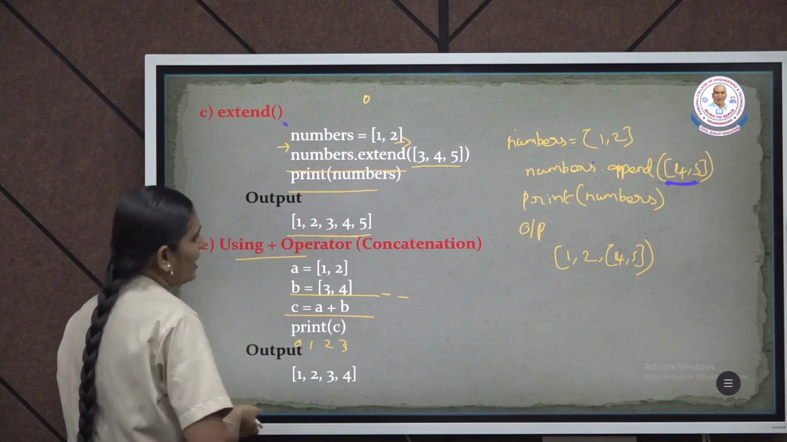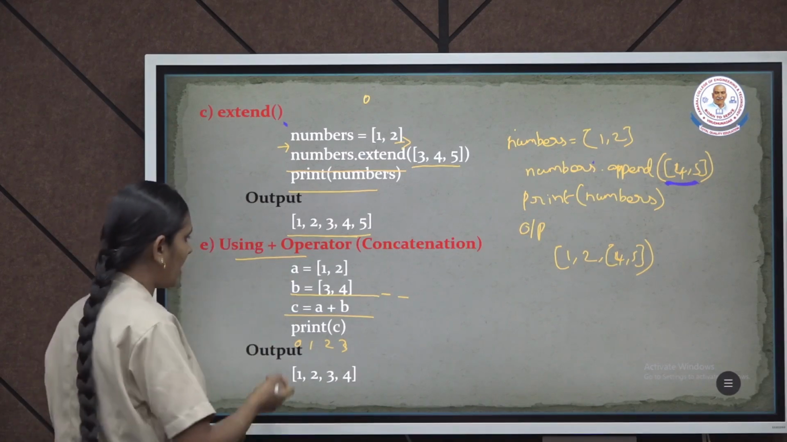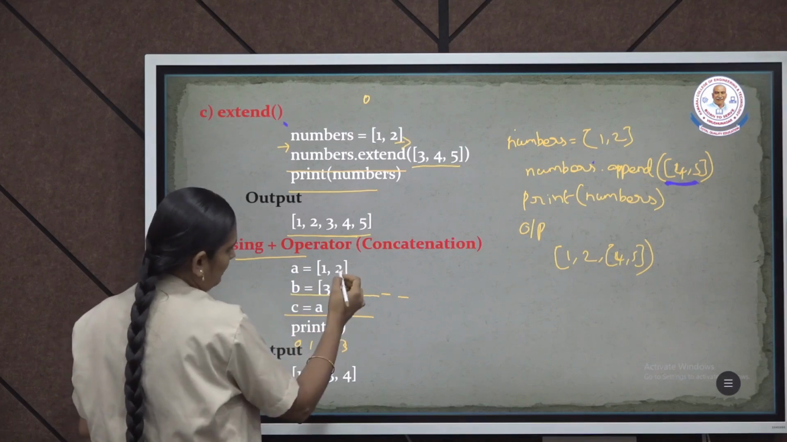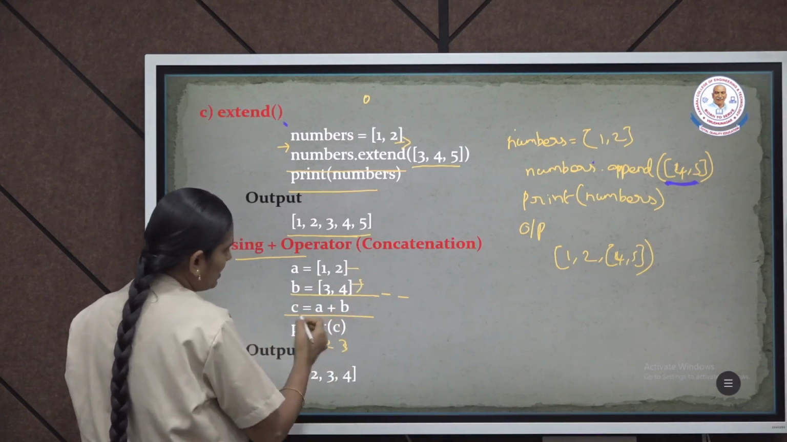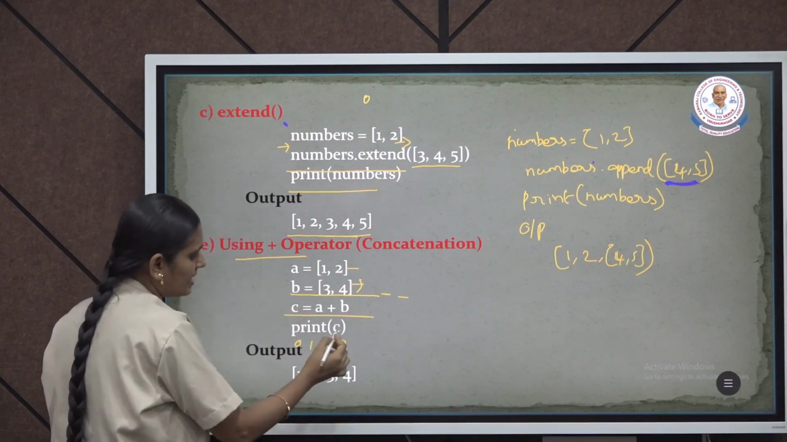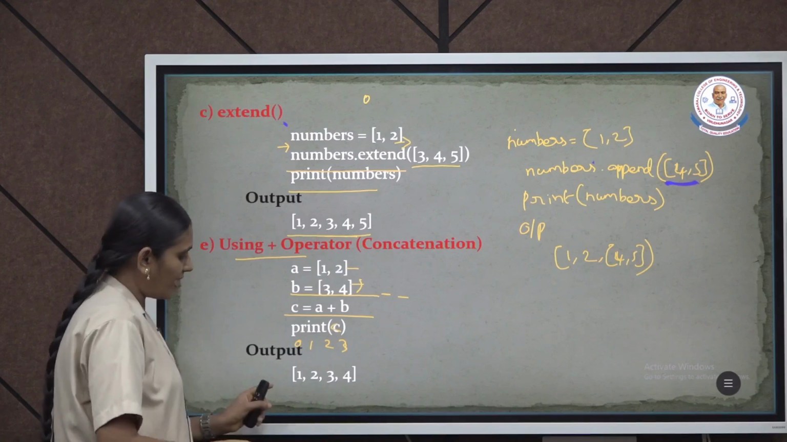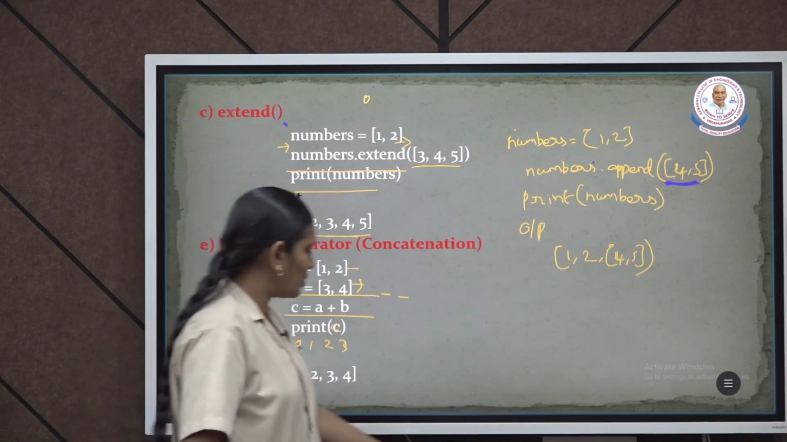And the plus operator, using the concatenation operator, we can also add multiple elements to the list. Here I have created lists A and B, and using this statement I have added the two lists, A and B, to the C list. Here C is a concatenated list. So the final answer is 1, 2, 3, 4. So in this way we can add elements to the list.